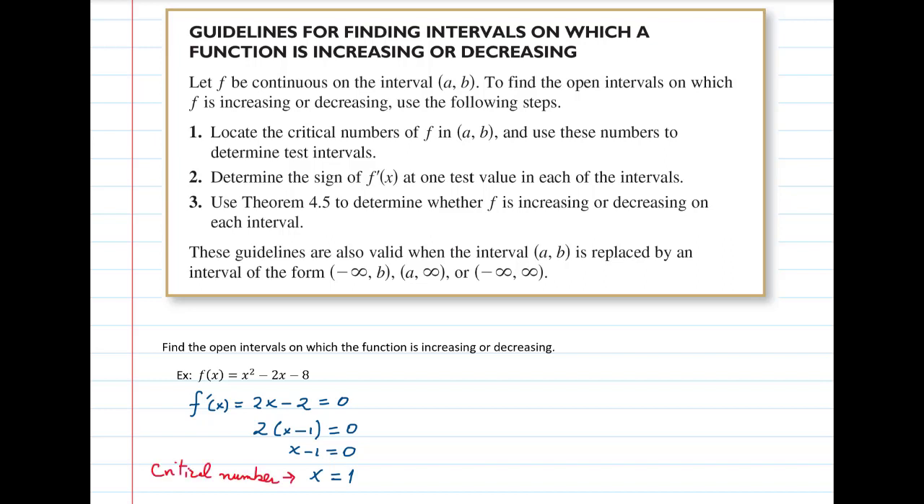All right, once we found our critical number, we're going to go ahead and set up a number line here. And notice how since we have only one critical number, we just get two sections here.